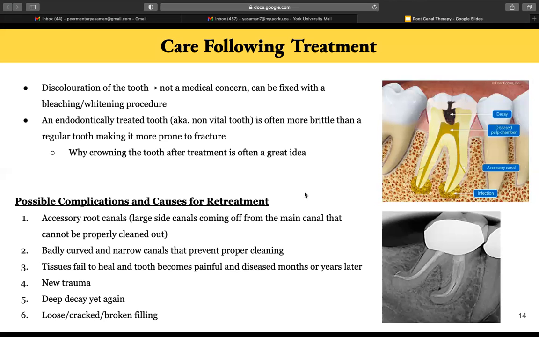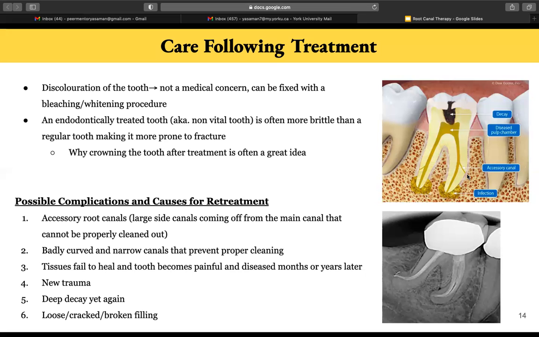There are also some possible complications that could result in a need for retreatment of the root canal, meaning the root canal procedure being repeated, or if the dentist is not able to do that for some reason, maybe some alternatives would be used. Some of the possible complications would be the existence of accessory root canals, which are large side canals coming off from the main canal that cannot be properly cleaned out. You can see that clearly in this picture. This is clearly an accessory canal.